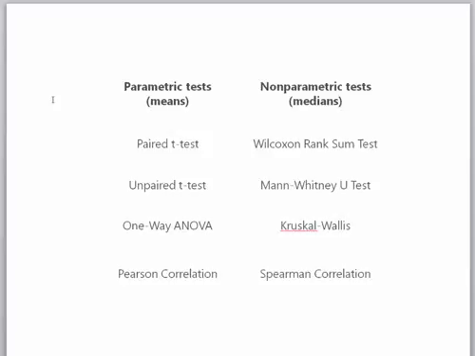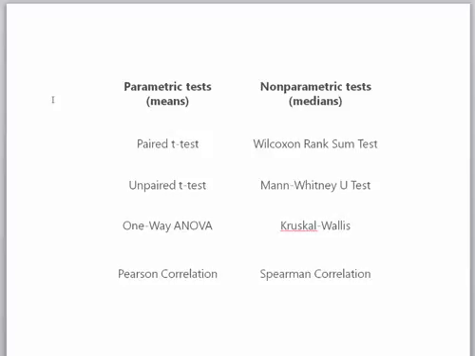So the unpaired is where you have healthy and diseased patients and you're comparing them. That's the classical for unpaired, and that's also classical for the Mann-Whitney U-test. If you have more than two groups you're comparing, you're looking at doing a one-way ANOVA, and we'll come back to ANOVAs later on. And the non-parametric equivalent of that is a Kruskal-Wallis test.